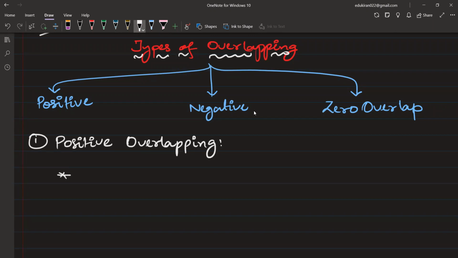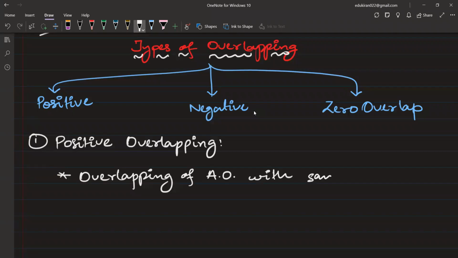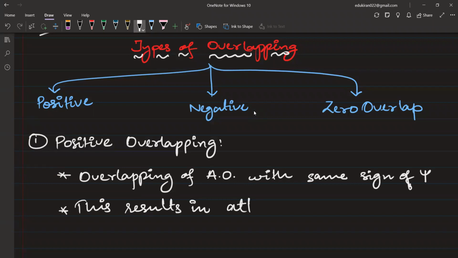In this case, this is the simplest one, overlapping of atomic orbitals with the same sign of psi. Psi क्या है आपका? जो फेज बताता है आपको, ठीक है? Positive overlapping results in attractive forces. This results in attractive forces.